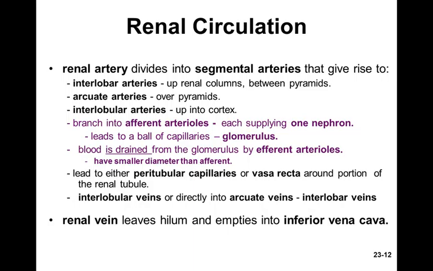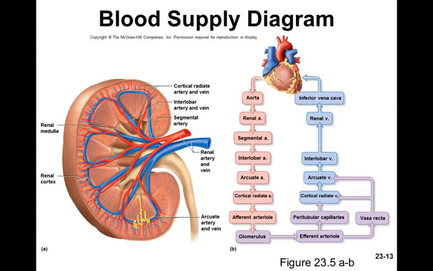They each lead to peritubular capillaries, which are around the portion of the renal tube, which is part of the nephron. There are also interlobular veins or directly into the arcuate veins, which lead into the interlobar veins, and then finally into the renal vein. The renal vein leaves through the hilum, and it goes back into the inferior vena cava. And here's a really good picture.